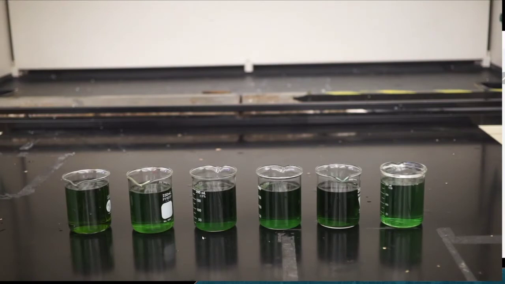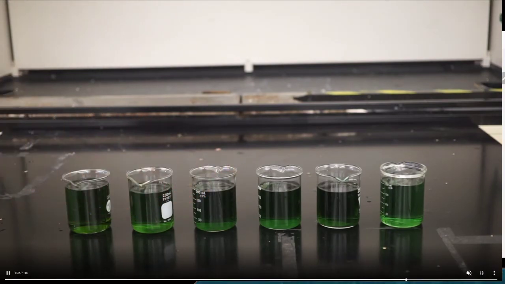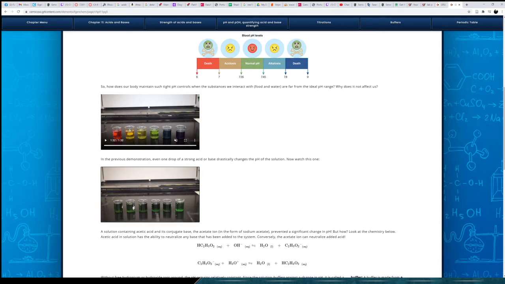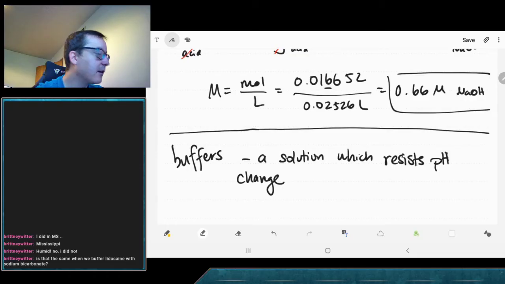Lo and behold, no change. So we're going to see that these buffers will stop pH changes from happening. Okay, let's go back to our regular screen here. I'm glad the videos are working. That makes things a lot nicer to be able to show you visually. So yeah, these buffers are able to keep things within a very narrow pH range.